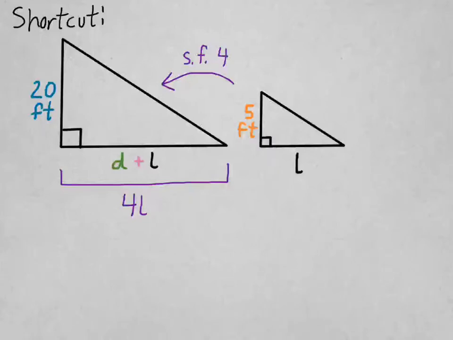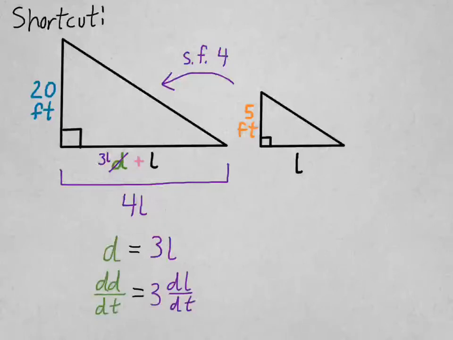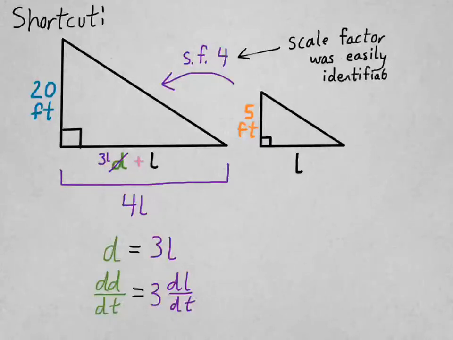If I know that that whole side is 4L, and D plus L gives me 4L, well, how many L's was D? Well, D had to be 3 L's. Oh, that's the equation we just got. Take the derivative of both sides, bam, we get right here immediately. That shortcut worked only because the scale factor was easily identifiable from the information that we had.